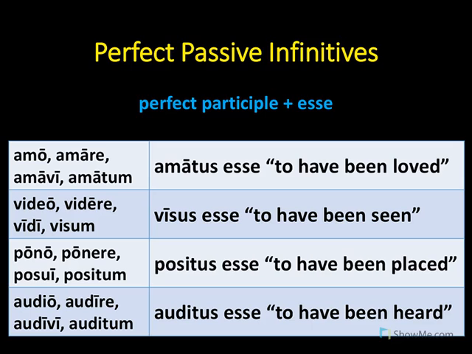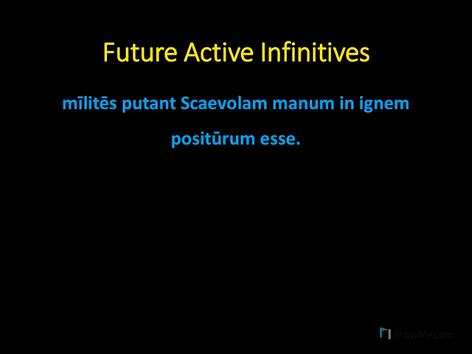And the perfect passive infinitive is the perfect passive participle plus esse. So in our examples, we have amatus esse, visus esse, positus esse, and auditus esse. Let's take a quick look at a future active infinitive. Here's our sentence: Milites putant Scaevolam manum in ignem positurum esse.